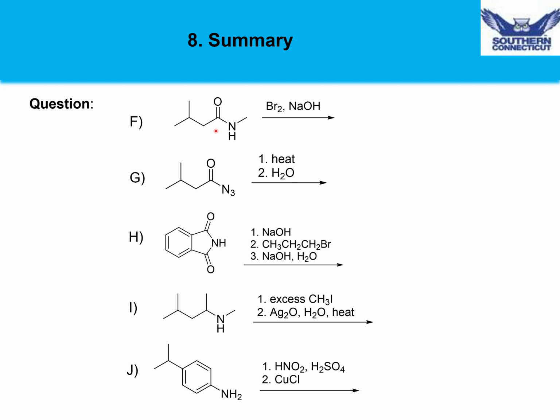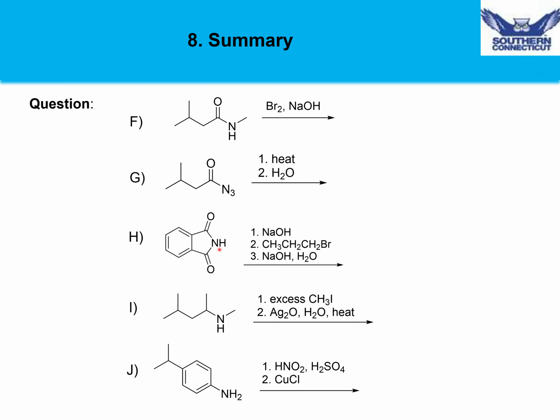In this reaction, we're going to take an amide. We're going to add Br2 and base. In the next reaction, we're going to use a different acid derivative, which is an acyl azide. We're going to heat it and then add water.